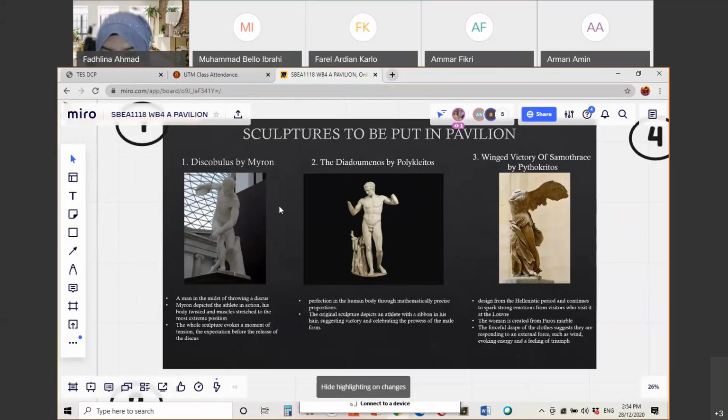This is a design from the Hellenistic period and continues to spark strong emotion from visitors who see it at the Louvre. The woman is created from Parian marble, and the forceful drive of the cloth suggests that she is responding to an external force such as wind, evoking energy and a feeling of triumph.